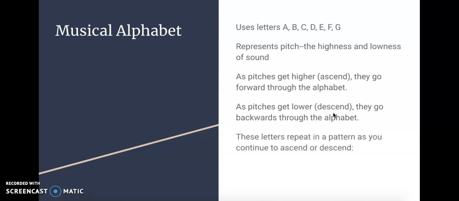These letters repeat in a pattern as you keep going. So if I were to go up, it would be A, B, C, D, E, F, G, A, B, C, D, E, F, G, A, B, C, D, E, F, G, A, and so on. If I were to go down, G, F, E, D, C, B, A, and then below A, G, F, E, D, C, B, A, and then below that a G, and so on and so forth.